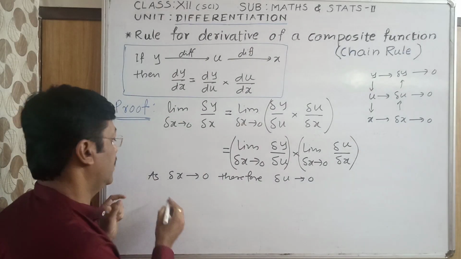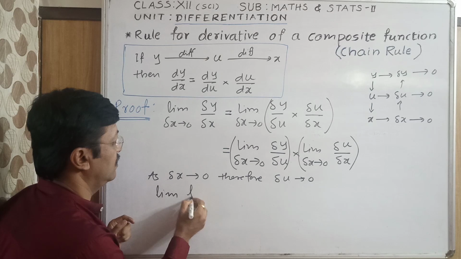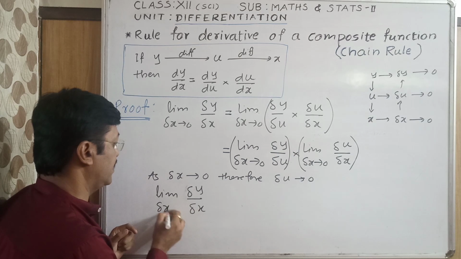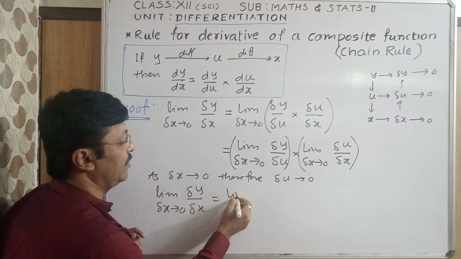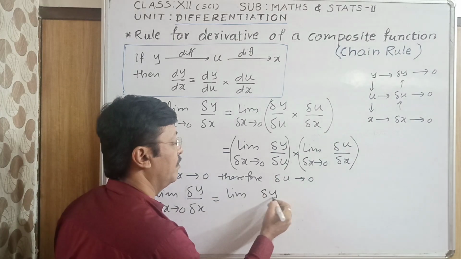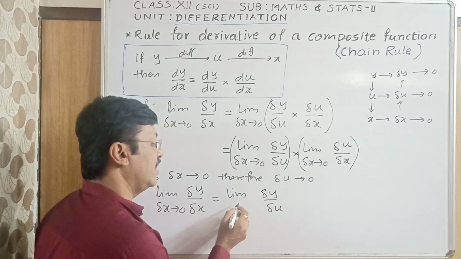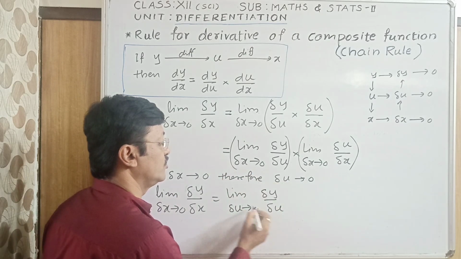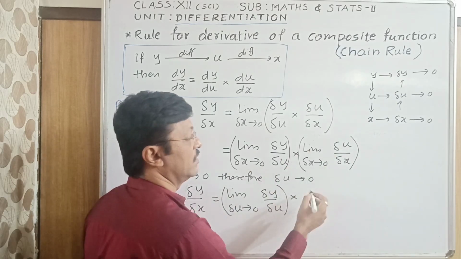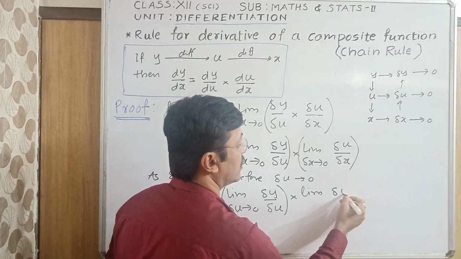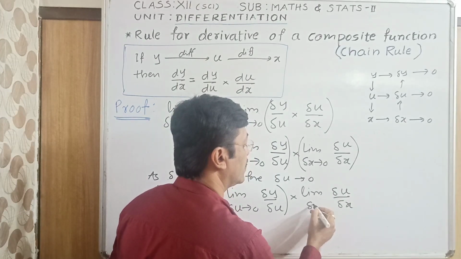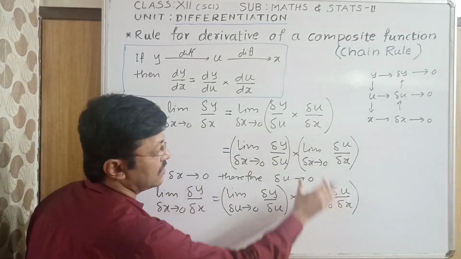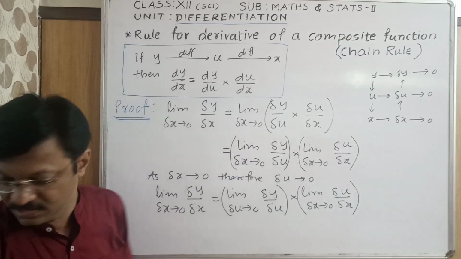So coming back to this step again, now I will write this as the limit of delta y by delta x as delta x tends to 0 is the limit of delta y by delta u. I will make the change here: delta x tending to 0 will be replaced by delta u tends to 0, remember this, into, with no change here, the limit of delta u by delta x as delta x tends to 0. So I have not made any change in this part. Here I have made this change. Just note that change.